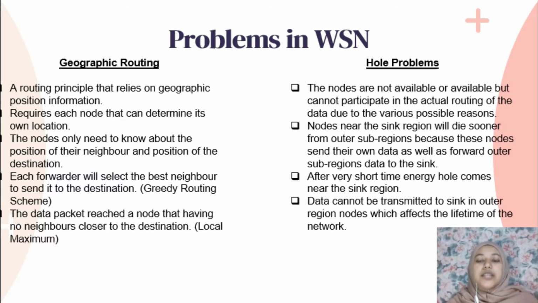Okay, next is hole problems. A hole problem is a condition where the nodes are not available, or available but cannot participate in the actual routing of the data, due to various possible reasons. Nodes near the sink region will die sooner than those in outer subregions because these nodes send their own data as well as forward outer subregions' data to the sink. Then, after a very short time, an energy hole appears near the sink region, so the data from outer region nodes cannot be transmitted to the sink, which affects the lifetime of the network.